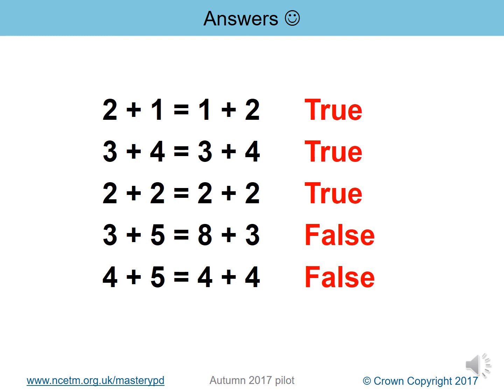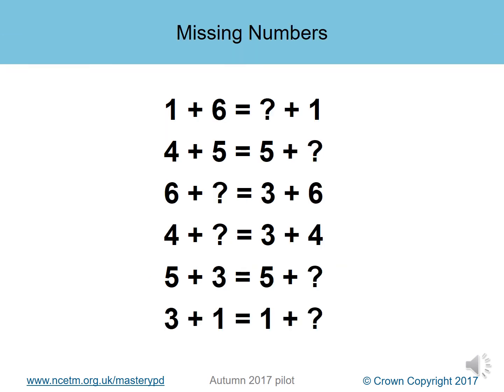Right, next one, we're going to do some missing numbers. So let's have a look at these missing numbers. I've put one number sentence on one side and a missing number on the other side. It might be the first part that's missing, it might be the second part of the equation. What I want you to do is all of these balance, so they are all the same. What I mean is it's the same on either side.